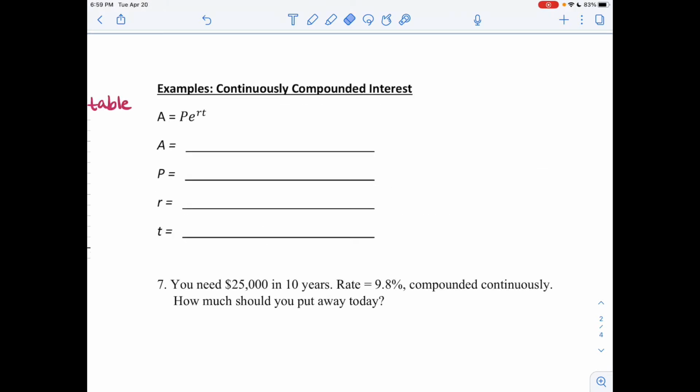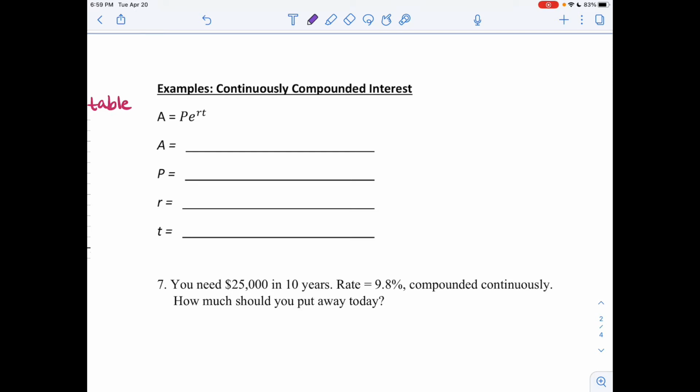The next examples that we're going to look at are talking about continuously compounded interest. In our last lesson, we learned that interest could be compounded in different intervals. We talked about some examples where it was compounded quarterly, which meant 4 times a year. And then we said that we could have different intervals as well. We could have monthly, weekly, daily, something like that.